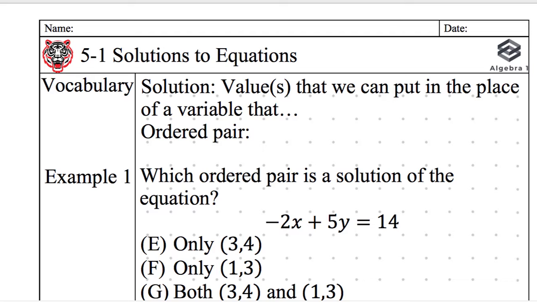Alright, so I have the notes out in front of me. You should have them as well. No warm-up day. Let's jump right in. Alright, let's start out with some vocab, and you'll notice that we're on Unit 5 now. So, solution. What is a solution?